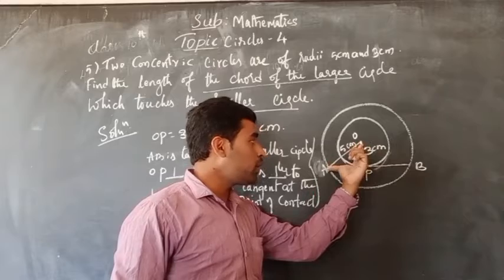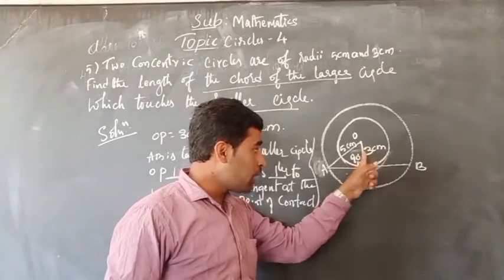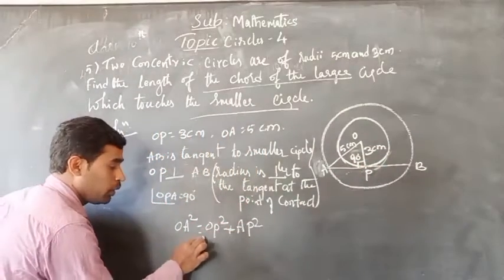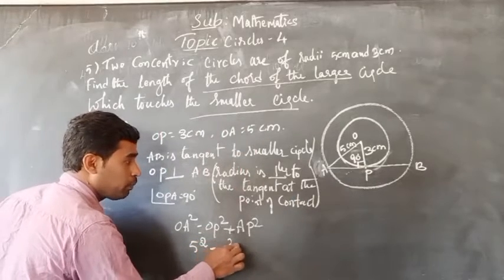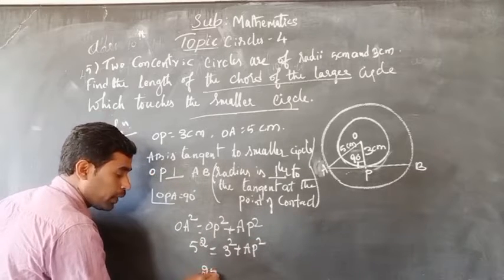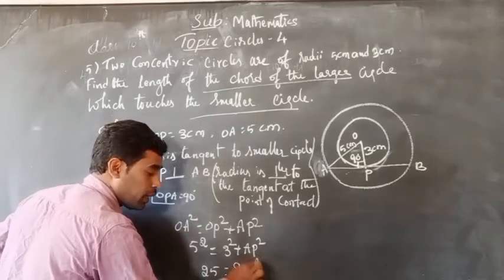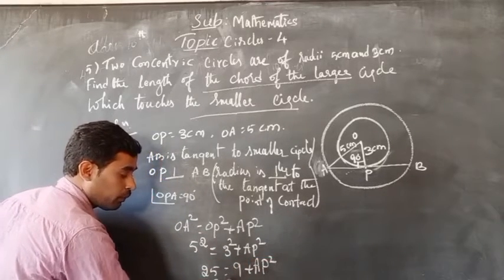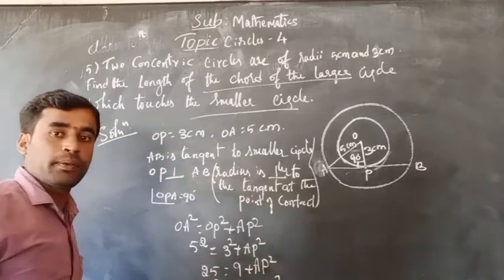The square of the hypotenuse is equal to the sum of the squares of the other two sides. OA square is equal to 5 square, which is equal to OP, which is 3 square, plus AP square. 5 square value 25 is equal to 3 square value 9 plus AP square. 9 you have to transfer to the LHS. 25 minus 9 is equal to AP square.